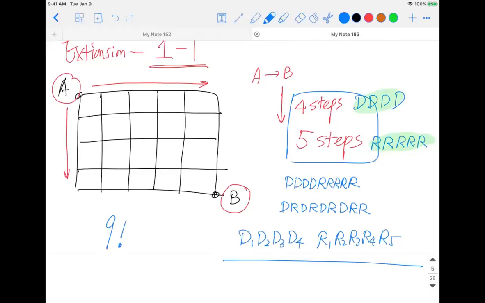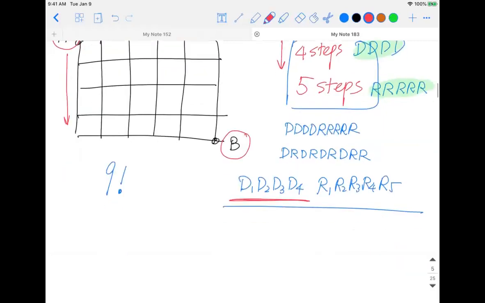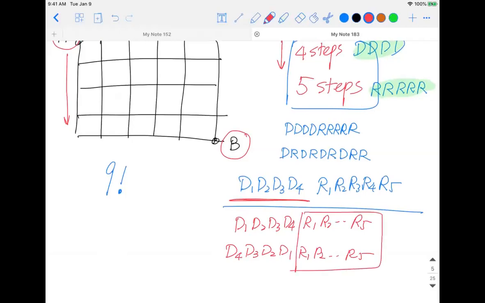However, don't forget, those Ds are actually the same. Is that right? So let's say in this one, D1, D2, D3, D4, R1, R2 all the way to R5. And maybe you want to put D4, D3, D2, D1, R1, R2 all the way to R5. Okay, let's forget about this R part. These Ds are actually the same. Is that right?